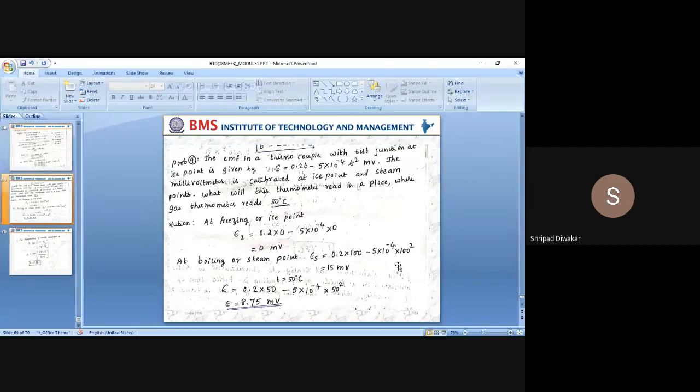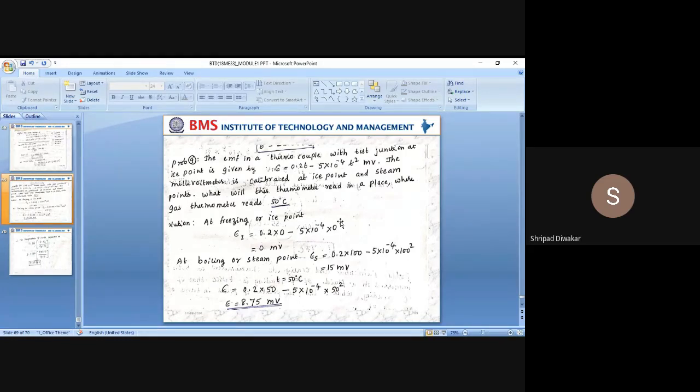Already I explained, now I explain the thermocouple. The EMF in a thermocouple with a test junction follows this law. A thermocouple is an instrument used to measure temperature. If the equation is not given, you have to use the standard equation. In this problem, they have given the equation epsilon equals 0.2t minus 5 into 10 to the power of minus 4 t square. The millivoltmeter is calibrated at ice point and steam point. What will the thermometer read in a place where the gas thermometer reads 50 degrees Celsius?